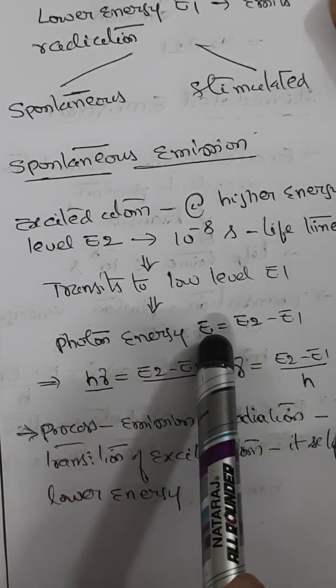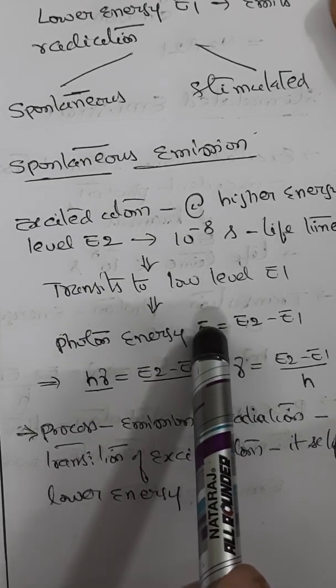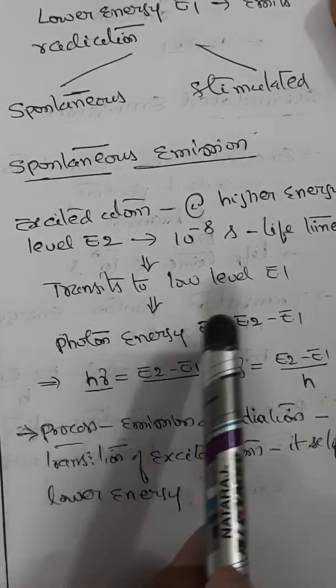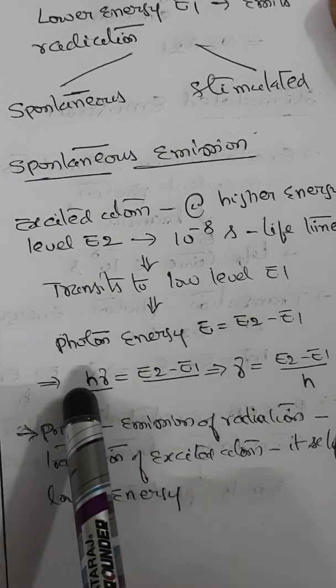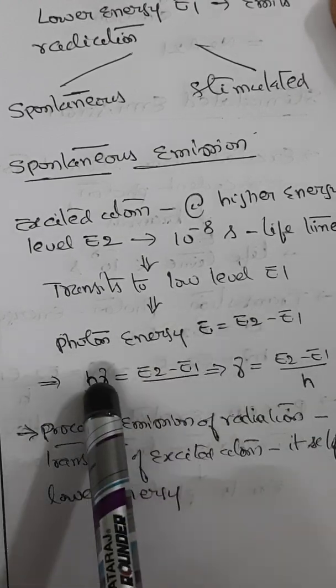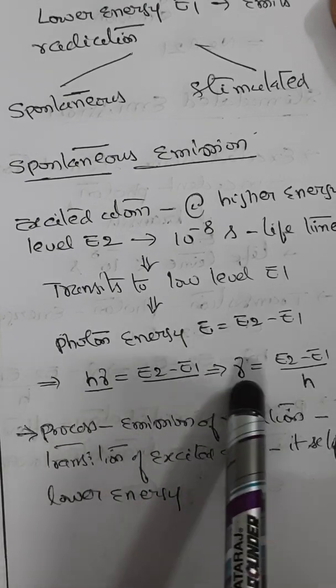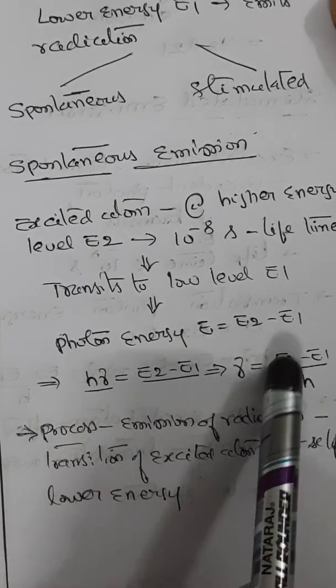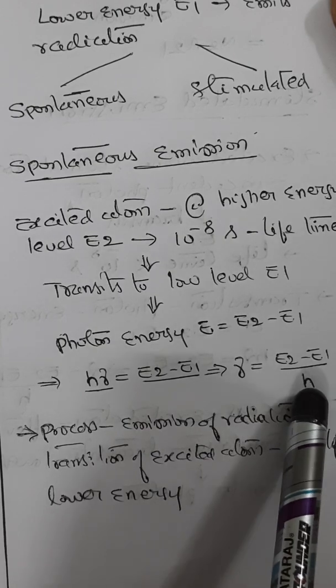Therefore, what is E here? According to Albert Einstein, E equals h nu. So in this equation, if you substitute E equal to h nu, the equation E equals E2 minus E1 becomes h nu equals E2 minus E1. Therefore, the frequency you can calculate as nu equals (E2 minus E1) by h.